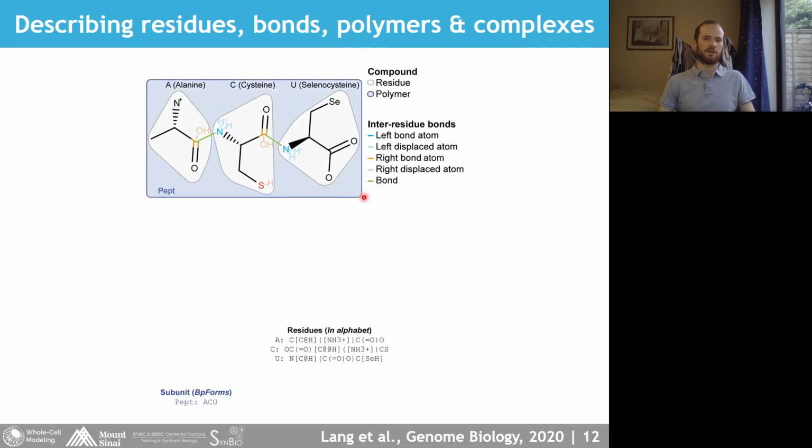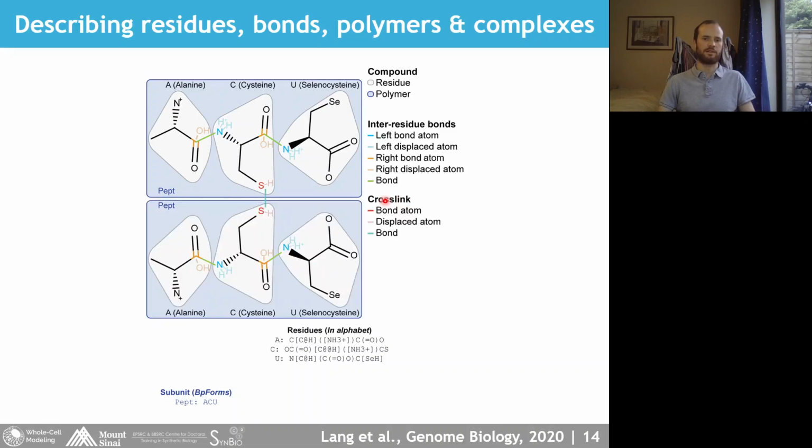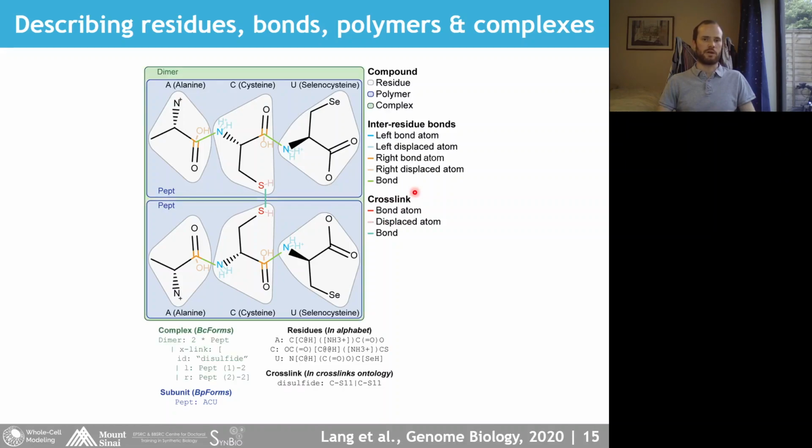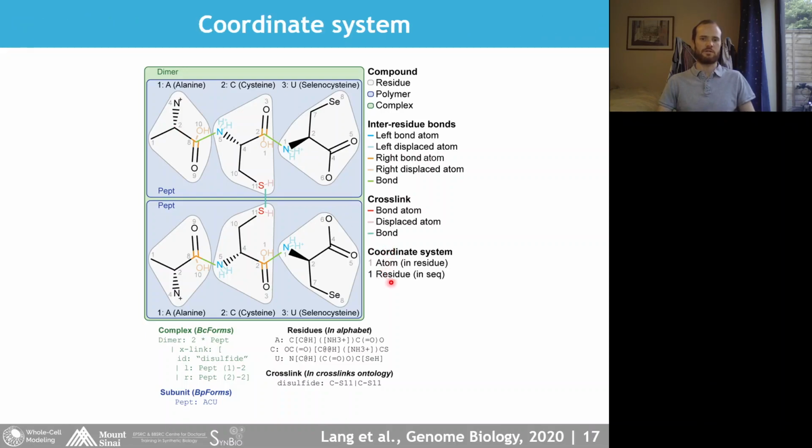So by this bonding, we get a peptide, and we may have multiple peptides, and these peptides may also form a crosslink. And again, to specify what this crosslink exactly looks like, we need to specify the bond atoms and the displaced atoms. And once this complex is formed, we have a dimer. And it's important to note that BpForms addresses every single atom in this dimer with unique coordinates. There is the atom coordinate in a residue, the residue coordinate in the sequence, and also the subunit coordinate in a complex. So that's basically already the whole idea about BpForms.